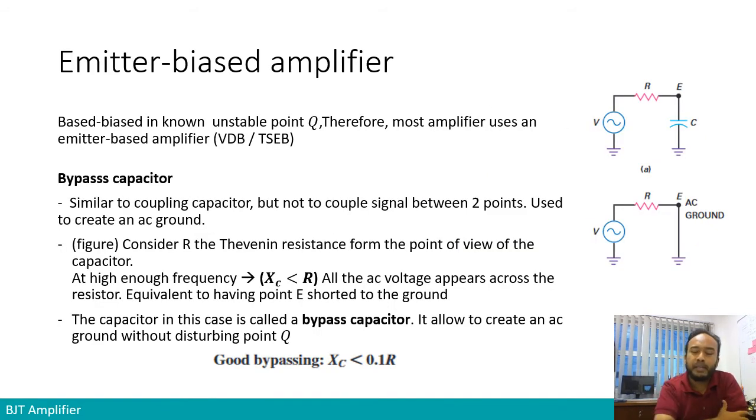Now that we have seen a base bias amplifier, we have to know that in base biasing, the operating point Q can be variable. It is unstable due to probably the variation of the base current. Therefore, most amplifiers in application today use an emitter bias amplifier. We have seen last week about emitter bias amplifier. The most frequently used, to be able to properly control the base current, is voltage divider emitter bias, also what we call VDEB.